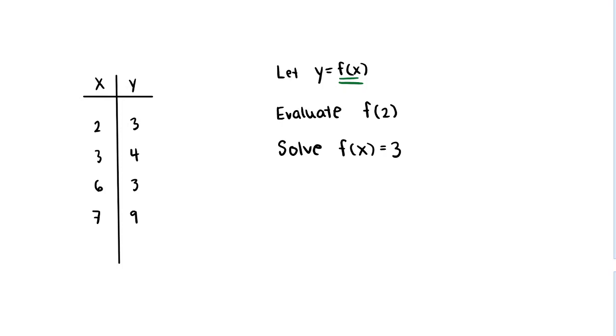Sometimes you also see your function notation in the table. You might see x on the left column and f of x on the right column. These are two different ways of describing the same thing. So here we want to evaluate f of 2. This means find the output when the input is 2.